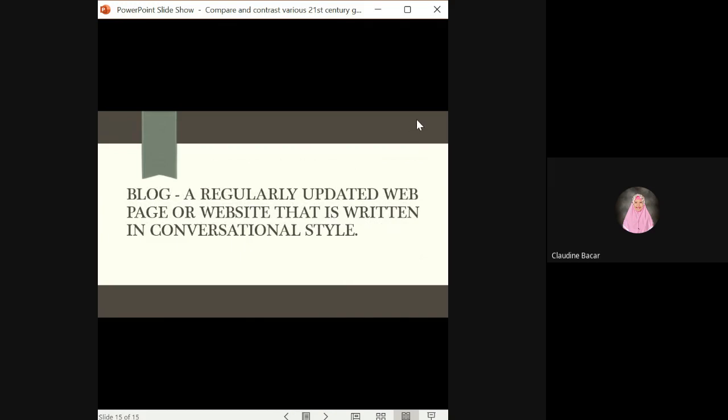The last one in our lesson for today is blog. A blog is a regularly updated web page or website that is written in a conversational style. A blog is a shortened version of web blog. It is an online journal or informational website displaying information in reverse chronological order with the latest post appearing first at the top. It is a platform where a writer or group of writers share their views on an individual subject. Good examples of this include a food blog sharing meal recipes or a company writing about their industry news.